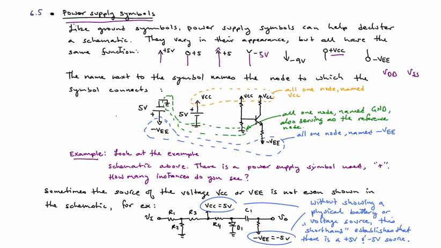So here's an example of a circuit that uses power supply rails, and notice that we have 3 places here where there is a power supply symbol with VCC next to it. All of those points, everything connected to those 3 power supply symbols, are all on the same node. Okay, same is true for ground, and then the same is true for -VEE.